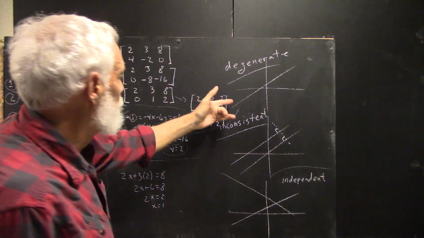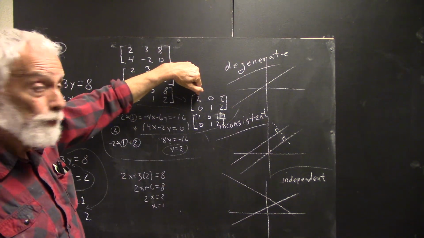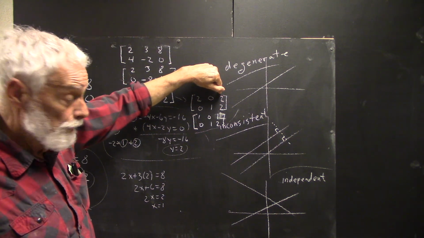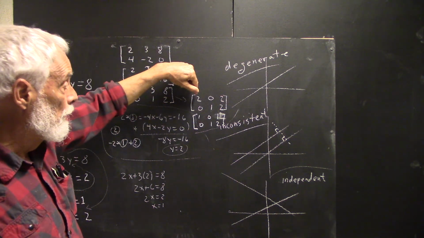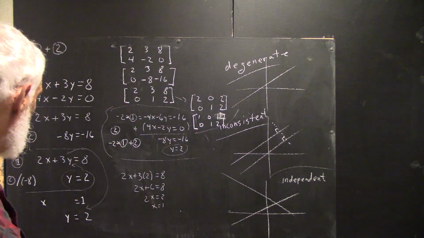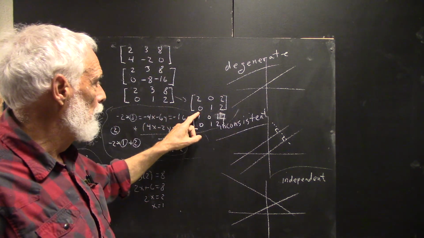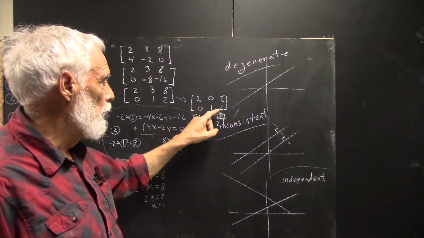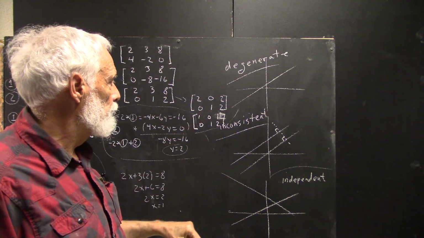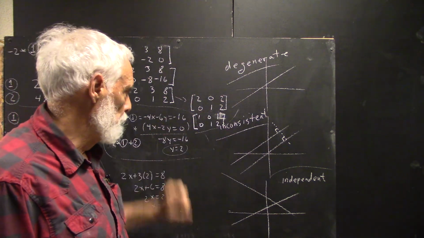Now, what does this represent? This represents the equation: 2 is the coefficient of x, 0 is the coefficient of y, 2 is what's on the other side of the equal sign. That gives me 2x equals 2. That would be the equation 2x equals 2. This would be the equation 0x plus 1y equals 2, which is just the equation y equals 2. So now I know that 2x equals 2 and y equals 2.